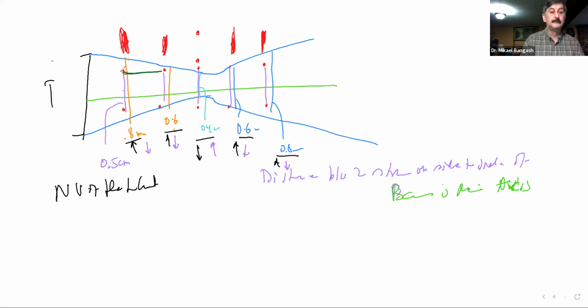Whereas this distance here, between, let's say, this structure and this structure, or this and this, or this and this, or this and this, that should be compared to half of the spatial pulse length, and that would determine our axial resolution.